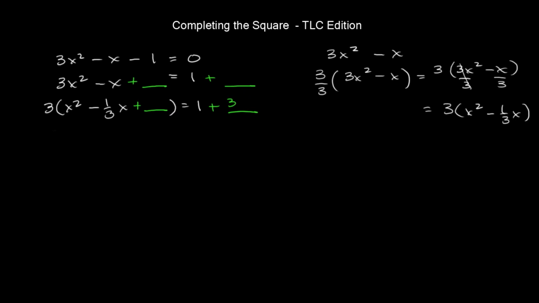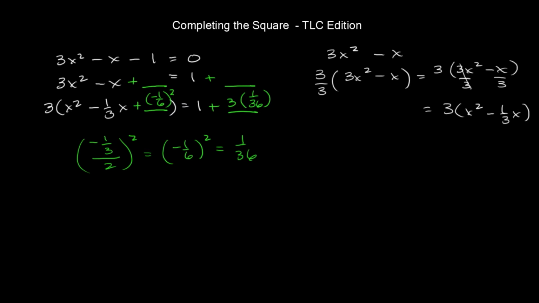Okay, so let's continue. So now we take half of the coefficient of the middle term. In this case here, I have negative 1/3, and we're going to divide it by 2 and square it. Well, in this case here, this will just be negative 1/6 quantity squared. And then when you square it, you get 1 over 36. So on the right side, we're going to write 1 over 36. But on the left side, we're going to write negative 1/6 quantity squared.